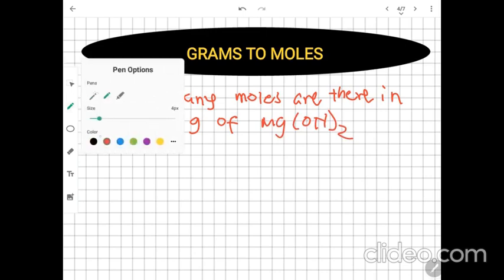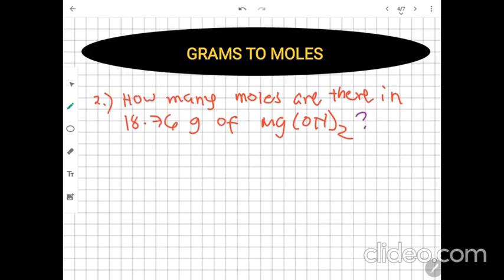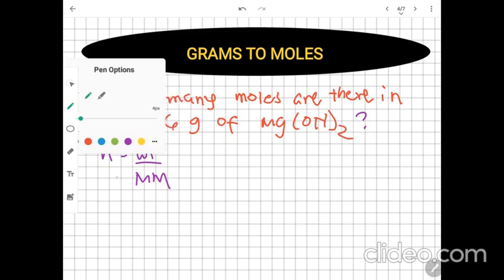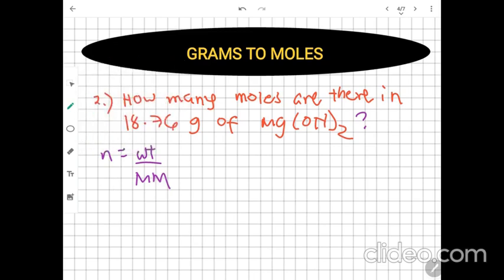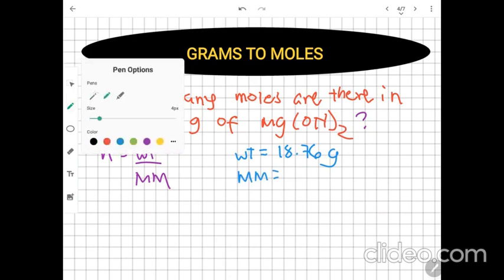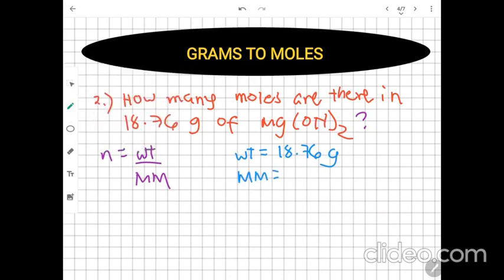For that, let's first write the formula. The formula for moles is N is equal to weight over molar mass. From our given problem, we have the value for our weight or mass: 18.76 grams, right? And for the molar mass, you need to locate the molar mass for the whole compound. Here we need to consider the magnesium and also the hydroxide. So let's have a scratch here: you have your magnesium and hydroxide.